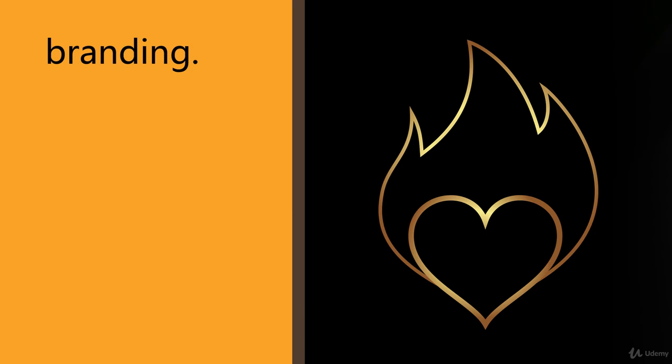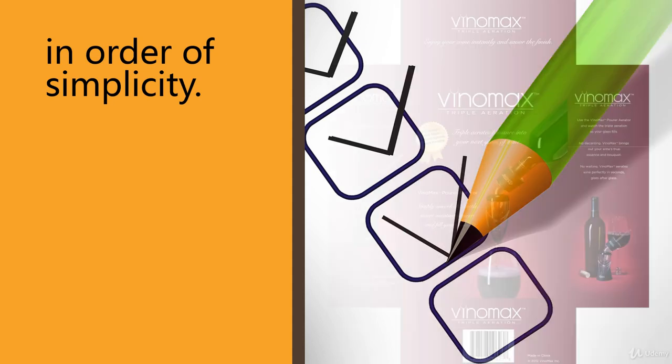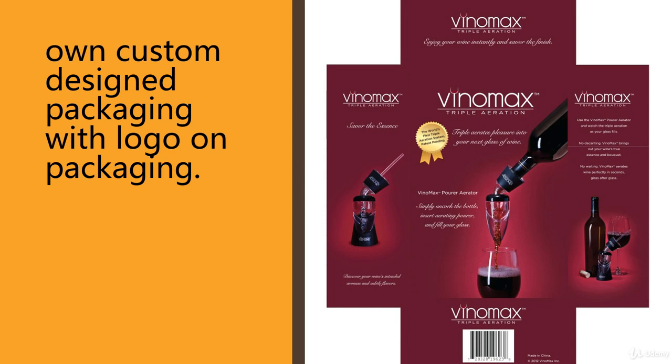So we are going to cover this in order of simplicity because there are different ways and different levels of branding. First of all, the simplest way of putting a real brand on something, so really branding something, is just to have your own custom designed packaging with a logo on the packaging. So you've got a design and a logo on the packaging. That's the simplest way to really brand a product.